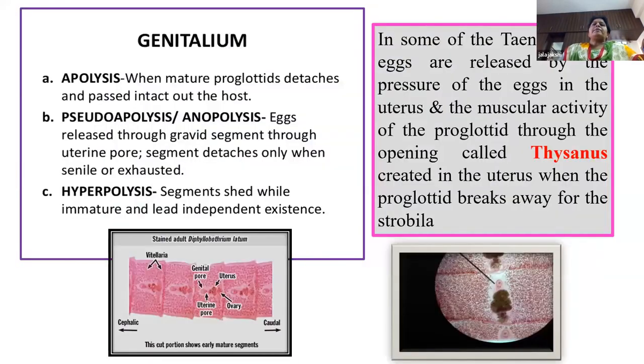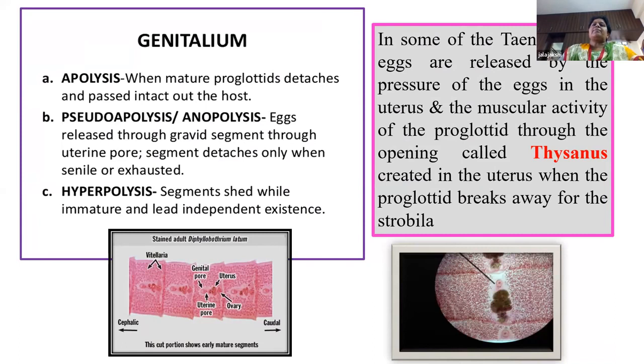Usually 4 methods of egg discharge you will observe in cestodes. First one is apolysis, second is pseudo-apolysis, third is hyperapolysis, and fourth is the Thysanosoma condition. Apolysis means eggs in the gravid proglottids are liberated by disintegration of proglottids. Pseudo-apolysis means when egg production has ceased, chains of exhausted proglottids may be detached from the strobila.